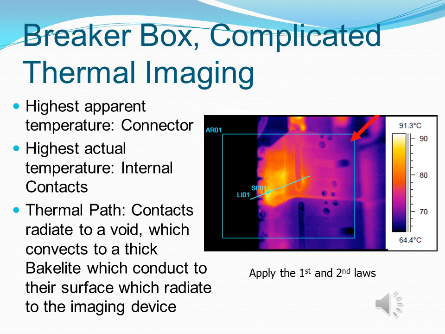Now we're to the complex issue we were discussing. This is a breaker box. It's a complex picture. Why? Because you have a lot going on here. So what is the hottest point is the question. Where is the actual problem? Well, it turns out the internal contacts are the hottest point, but the hottest apparent point is the external contact. You could actually see at the lower left if this were a visible light image, if it were what we call a real-time image.